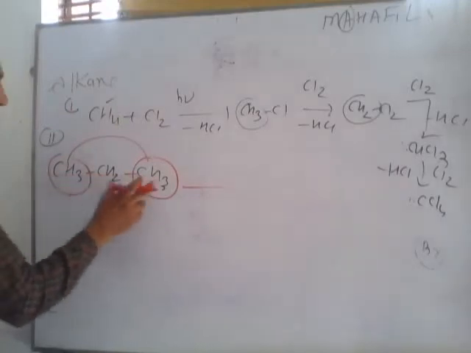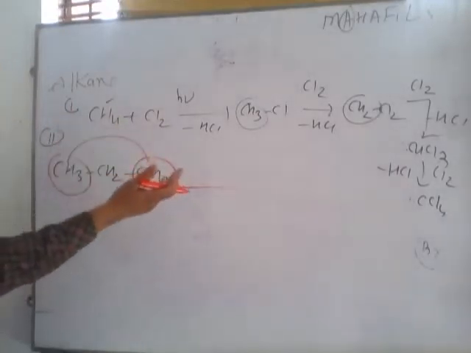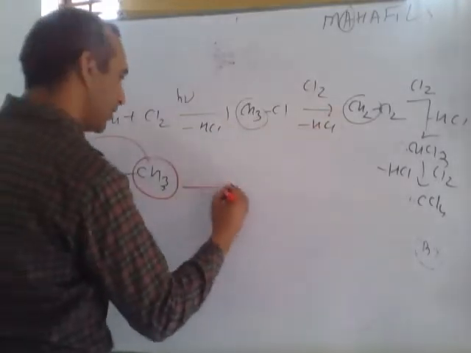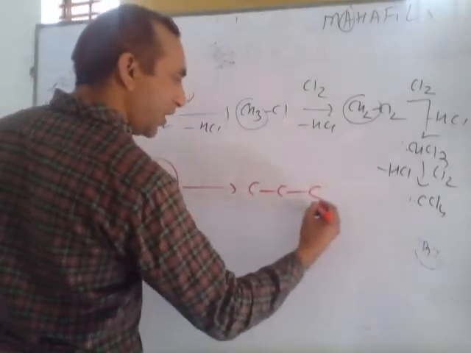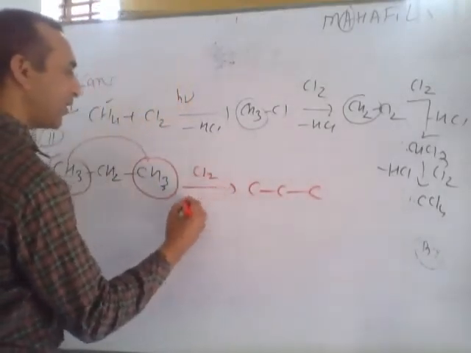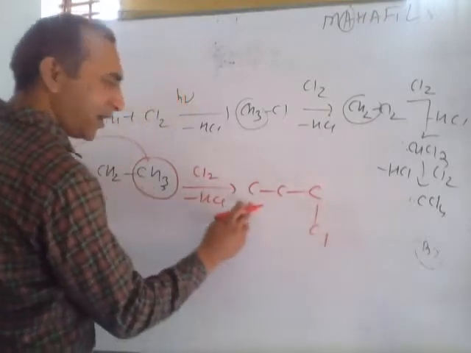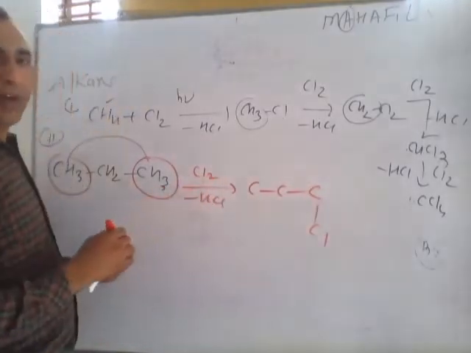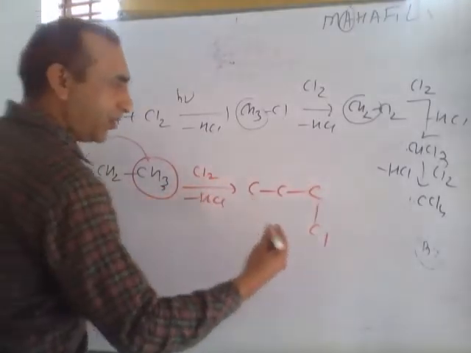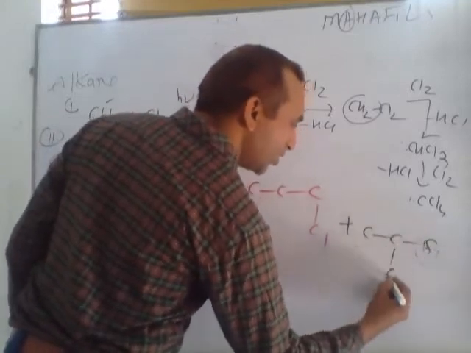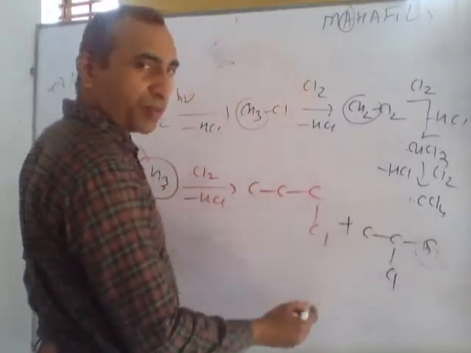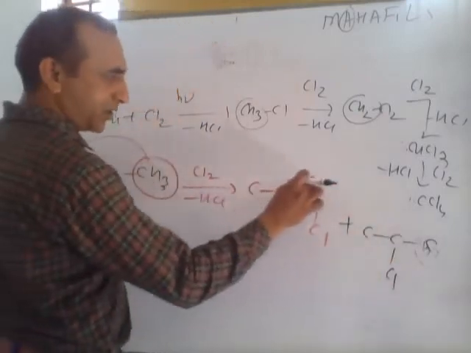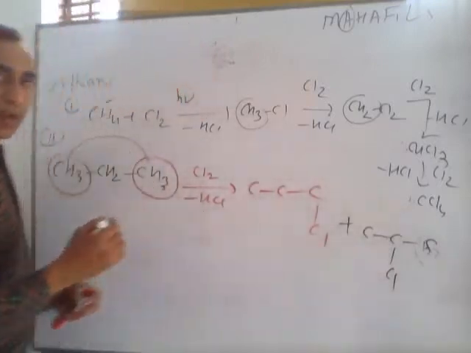If there are two sets, these two are identical, this is different. So two products will form. If there are three sets of equivalent, three products will form. Four products will form. In this reaction, 1, 2, 3. If chlorine, otherwise any halogen, after the reaction joins here, otherwise here. After filling hydrogen, you can say this is chloropropane, otherwise normal propyl chloride. If chlorine joins here, you can say 2-chloropropane. So two products are formed because their names are different. After filling hydrogen, this is 1-chloropropane, this is 2-chloropropane.